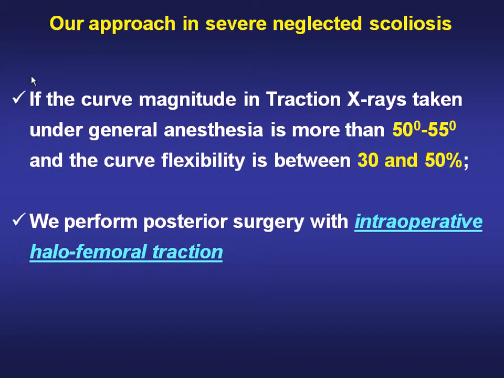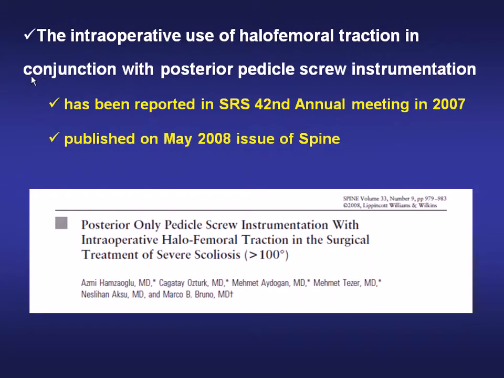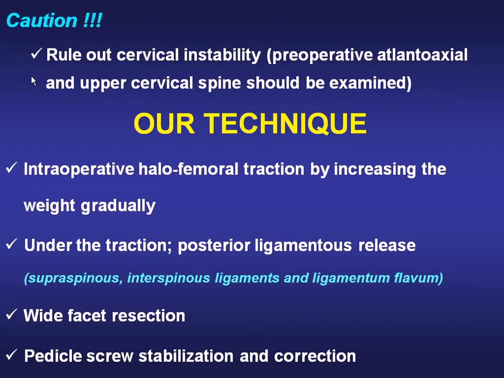If the curve magnitude in traction X-ray under general anesthesia is more than 50 to 55 degrees and curve flexibility is 30 to 50%, we perform posterior surgery with intraoperative halofemoral traction. We started to use intraoperative halofemoral traction in neglected adolescent idiopathic scoliosis in 1999, and you should rule out cervical instability.